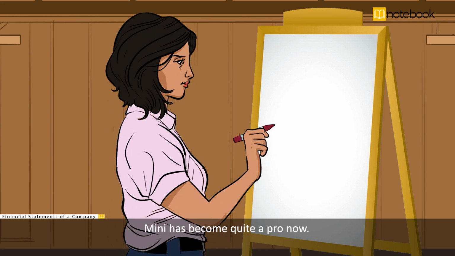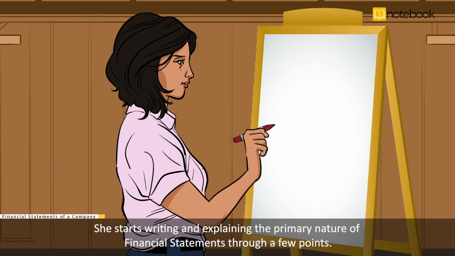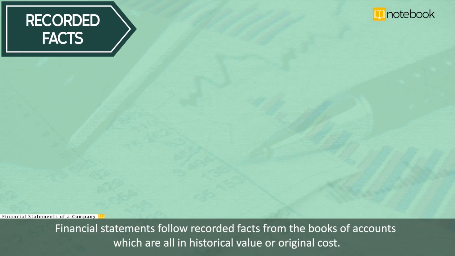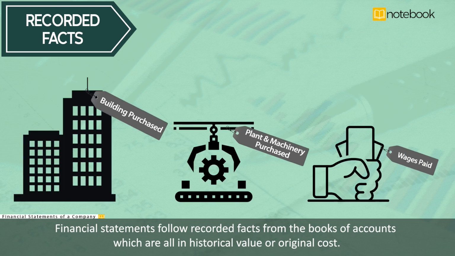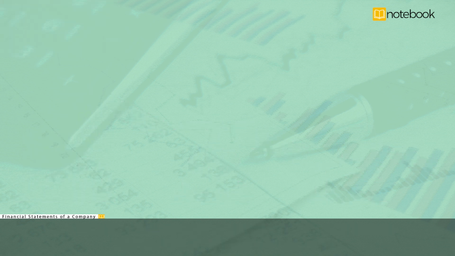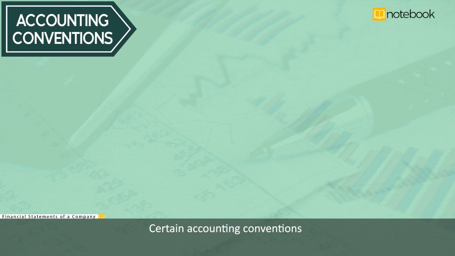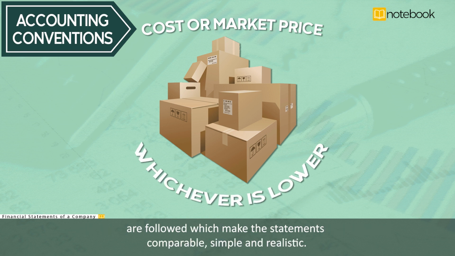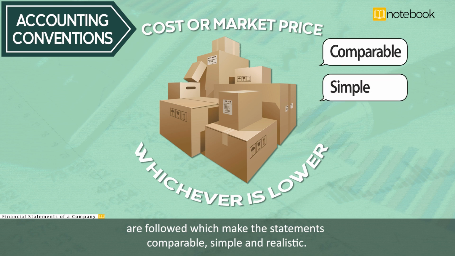Minnie has become quite a pro now. She starts writing and explaining the primary nature of financial statements through a few points. Recorded facts. Financial statements follow recorded facts from the books of accounts, which are all in historical value or original cost. Accounting conventions. Certain accounting conventions, say valuing of inventory at cost or market price, whichever is lower, are followed, which make the statements comparable, simple, and realistic.